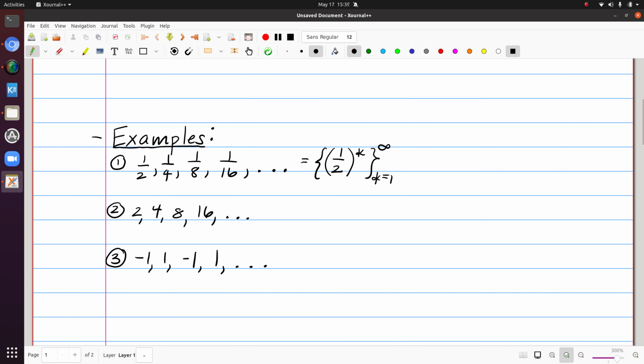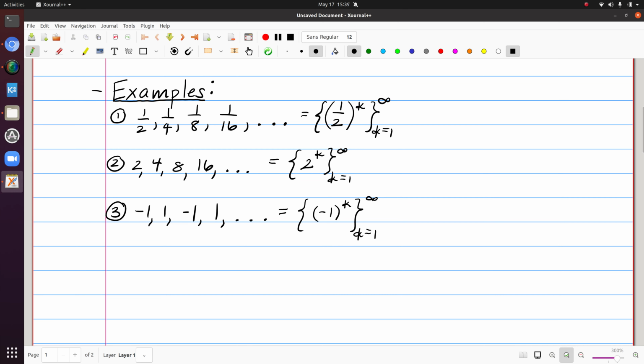For the second example, terms 2, 4, 8, 16, we can see that it has the pattern of 2 to the k, where k ranges from 1 to infinity. And then finally, the last one, -1, 1, -1, 1. We're going to see this kind of pattern a lot as we move forward. One way you could represent this is -1 to the k. Notice that if k is odd, you get -1. If k is even, you get +1. This pattern would certainly match if we started at k equals 1 and moved toward infinity.